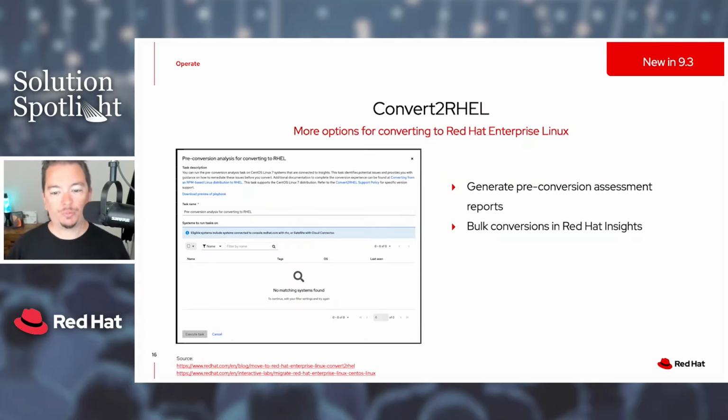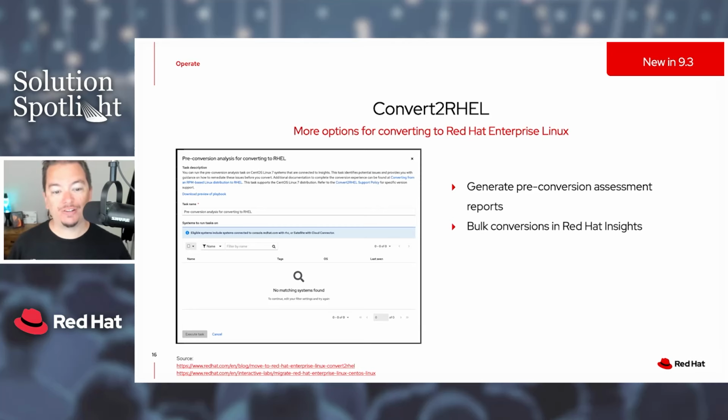In my top picks, we talked about Convert to RHEL and the pre-conversion assessment report. There's one other thing I'd like to mention on these reports, and that's the ability to register CentOS Linux 7 systems with Red Hat Insights to run these pre-conversion analyses at scale.